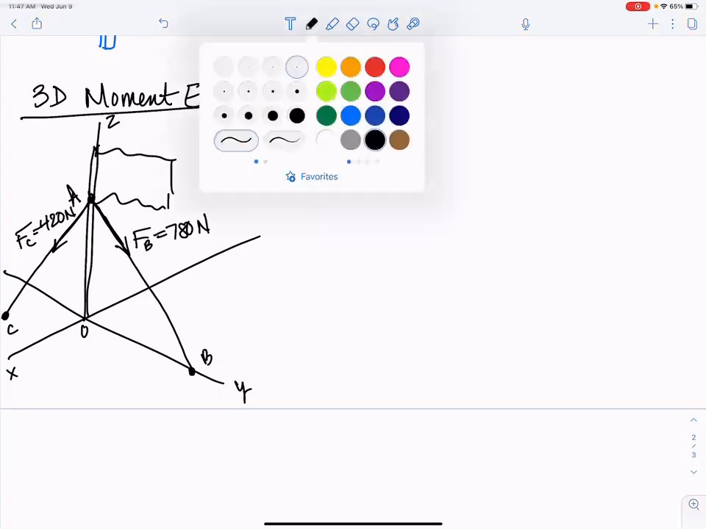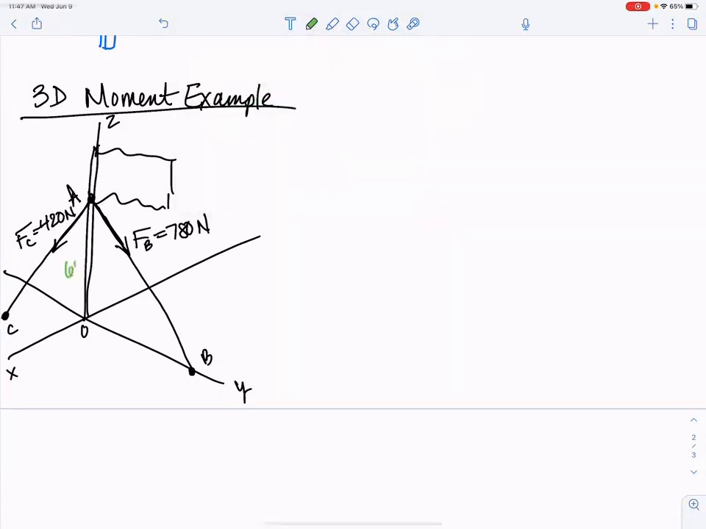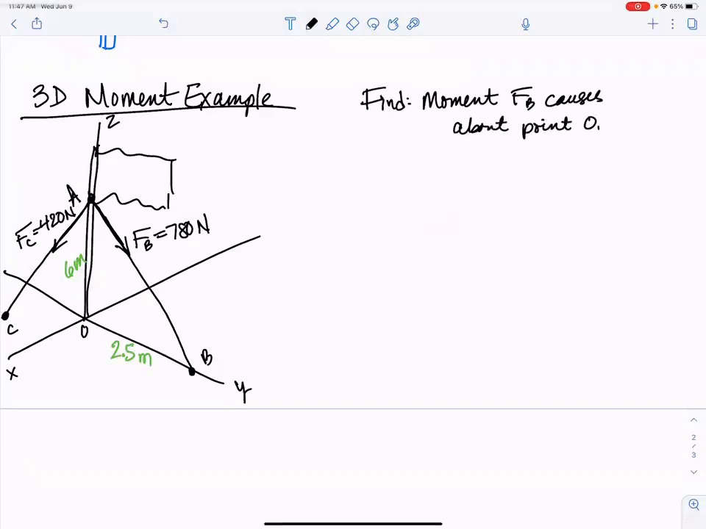And those two forces are, I guess, holding the flag up so it doesn't tip over. We put some dimensions on here. We have got 6 meters up, and we have got 2.5 meters over there to point B. And all the problem actually asks is to find the moment that FB causes about point O. Okay, great. So it's a 3D problem. I'm going to solve it 2 different ways.